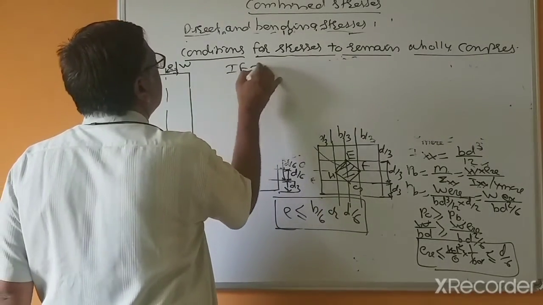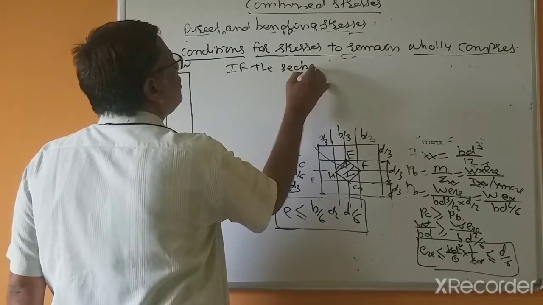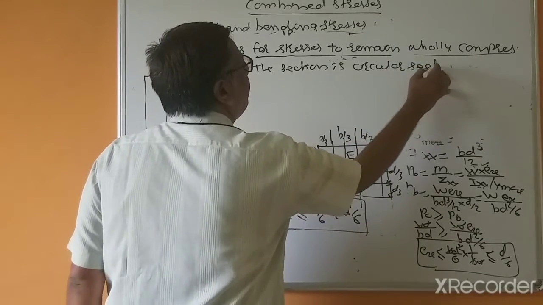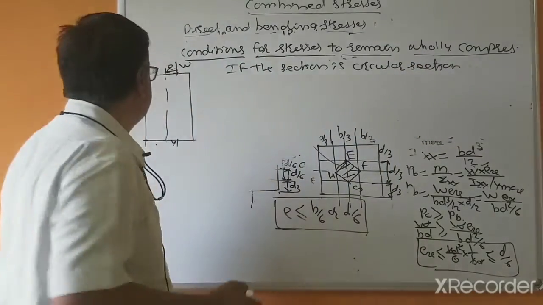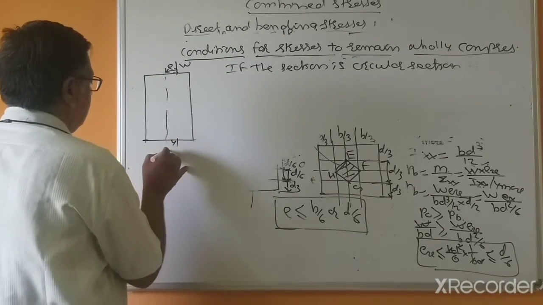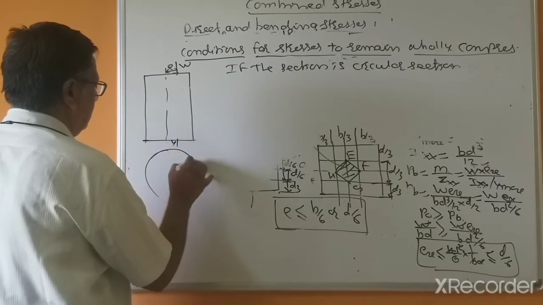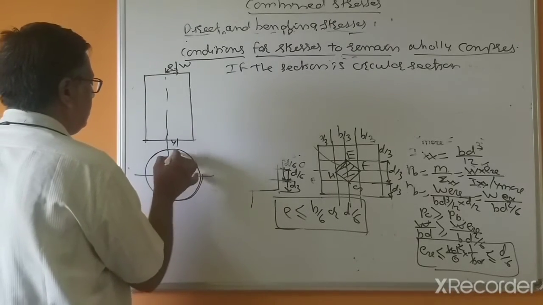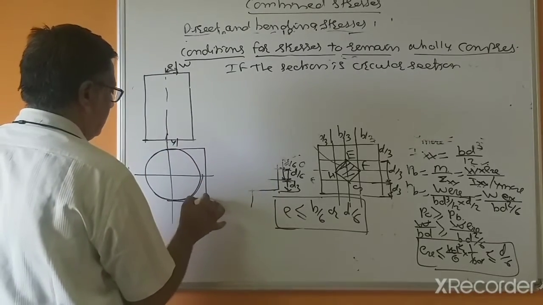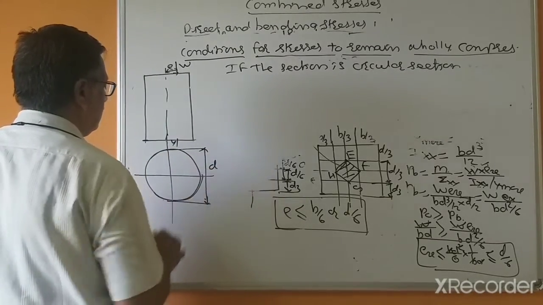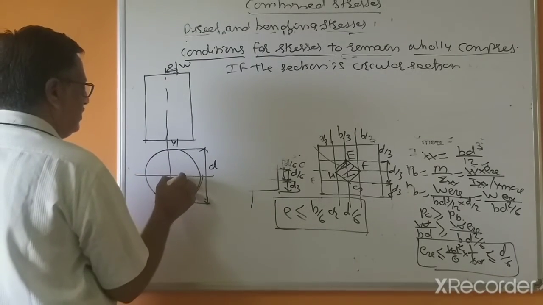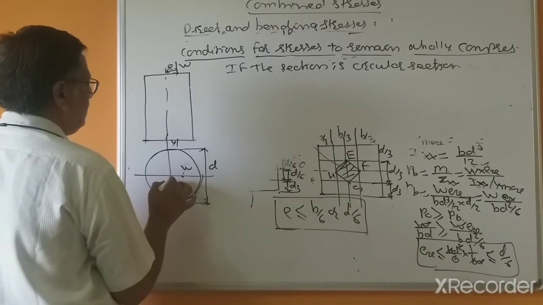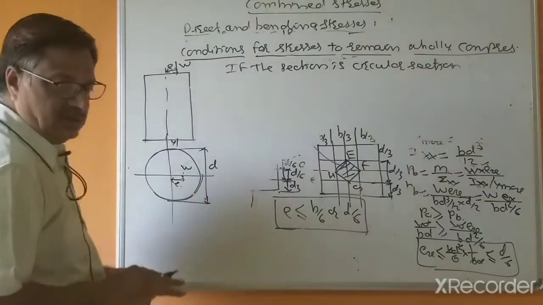Now, if the section is a circular section, suppose this is a circular section and D is the diameter, and this is the load point W, and the eccentricity is equal to E.